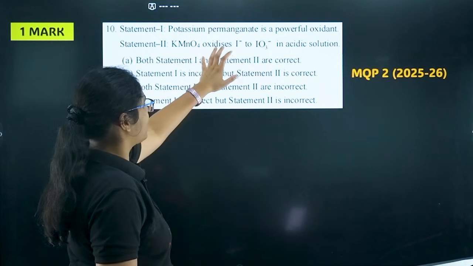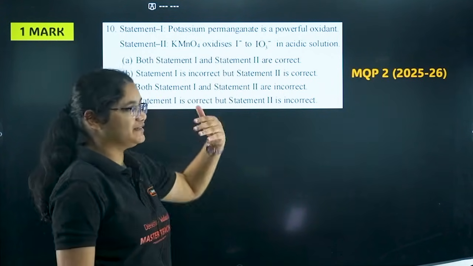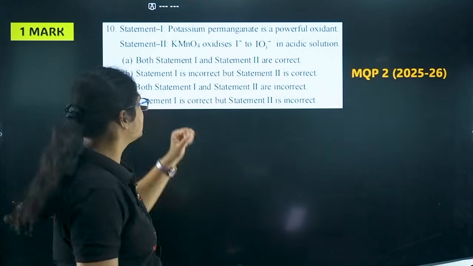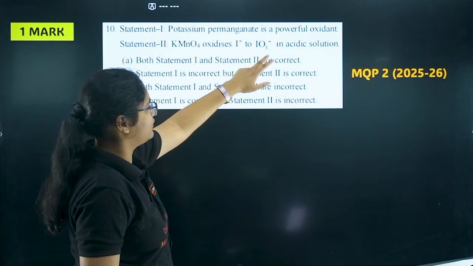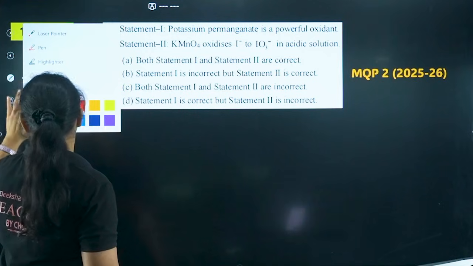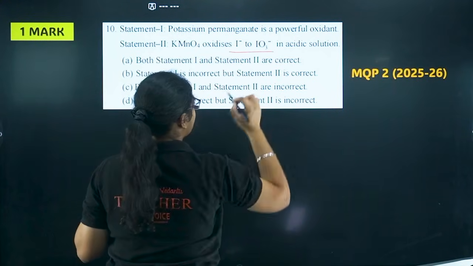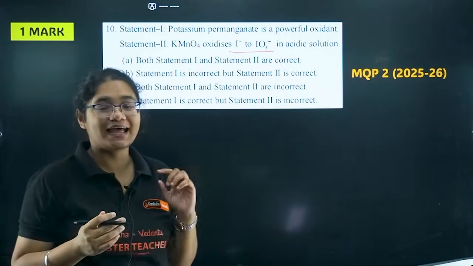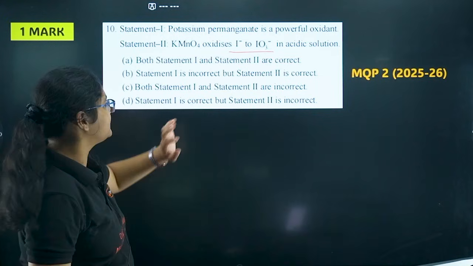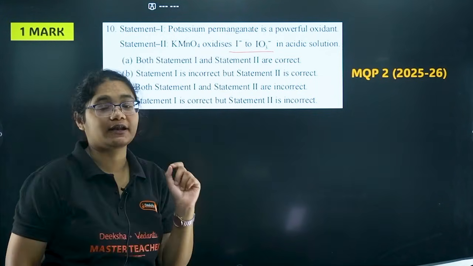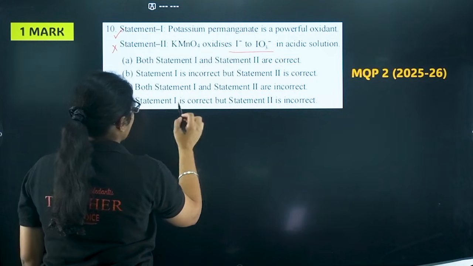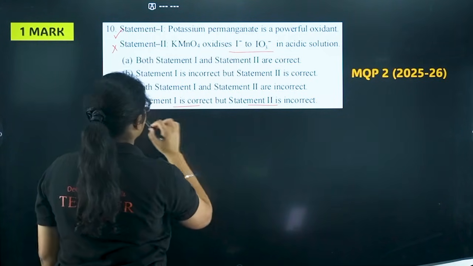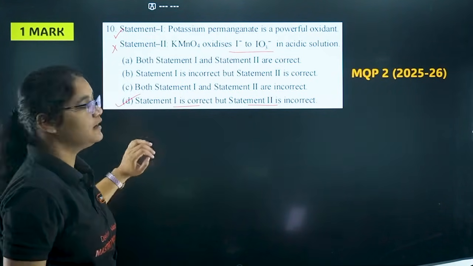Potassium permanganate is a powerful oxidant. Oxidant means something which oxidizes others. So statement 1 is correct here. KMnO4 oxidizes I- to IO3- in acidic medium. Now we have learned that I- to IO3- happens in alkaline or neutral medium, whereas in acidic medium I- gets converted to I2. So that is why this statement is wrong. So statement 1 is correct, but statement 2 is incorrect. That is option number D here.